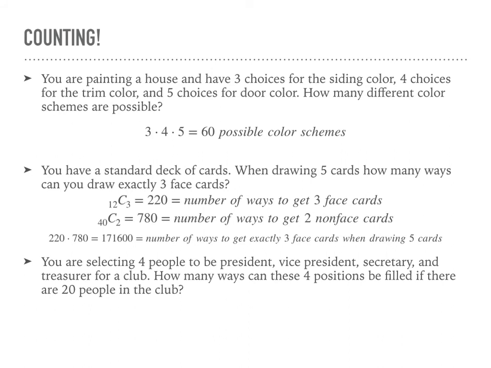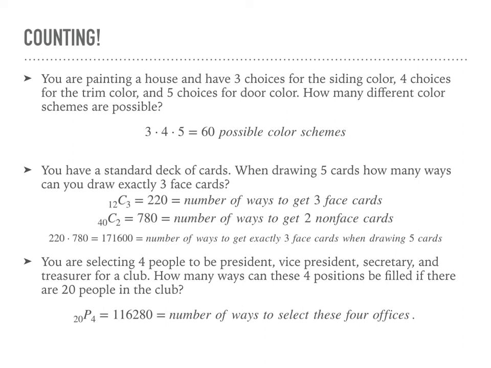Now let's suppose that you are selecting 4 people to be president, vice president, secretary, and treasurer for a club. How many ways can these 4 positions be filled if there are 20 people in the club? Well, now there's a difference between president, vice president, secretary, and treasurer. So we would be using a permutation here. So 20 permute 4 would give us 116,280 ways that these 4 offices can be filled.